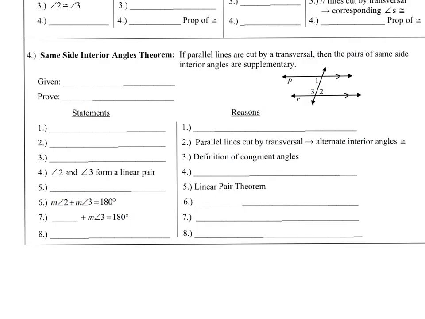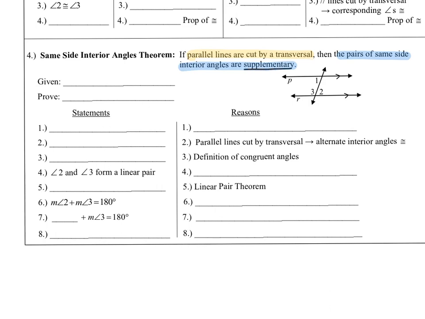So now let's look at our last theorem of the day. It's called the same side interior angles theorem. And it says the following. It says that if parallel lines are cut by a transversal, then the pairs of same side interior angles are supplementary, okay? So let me underline that.